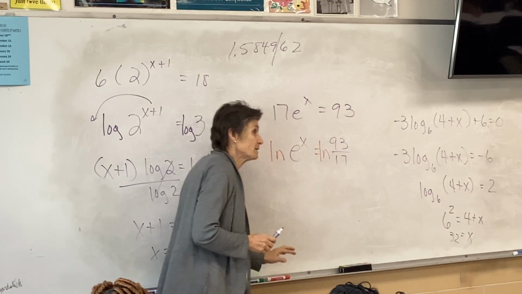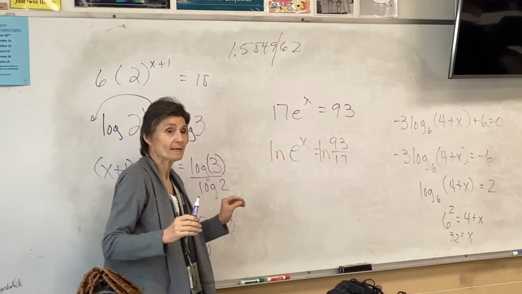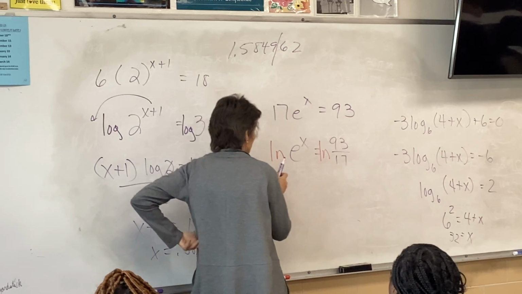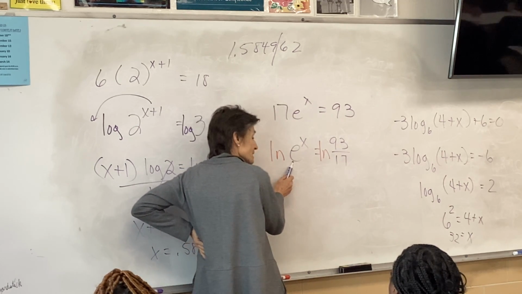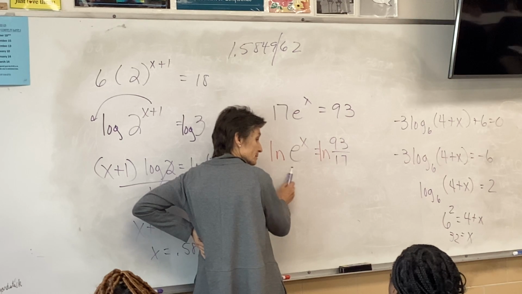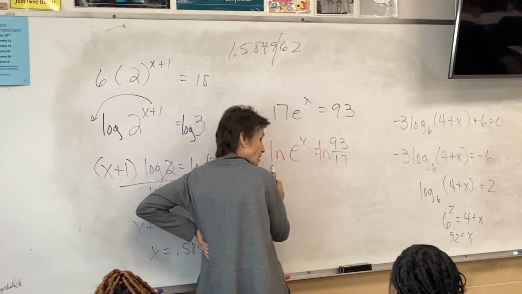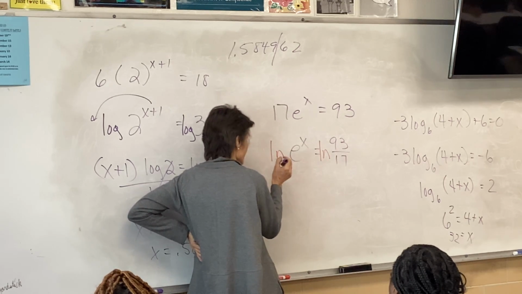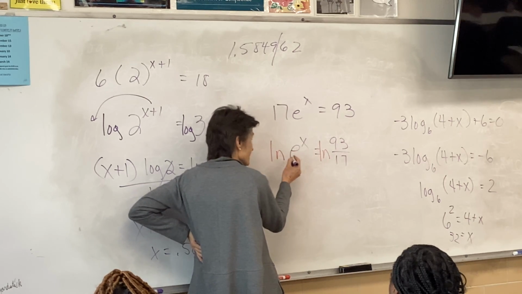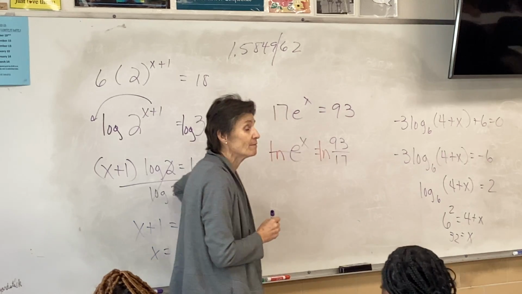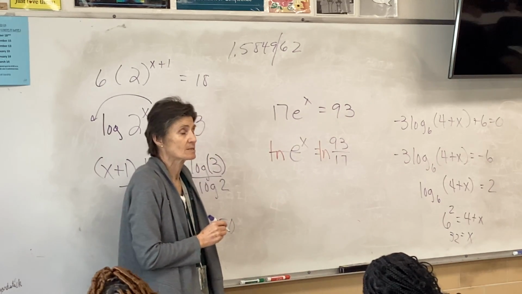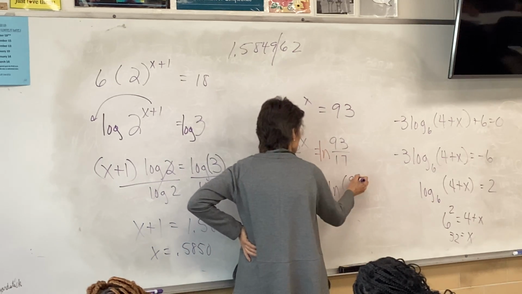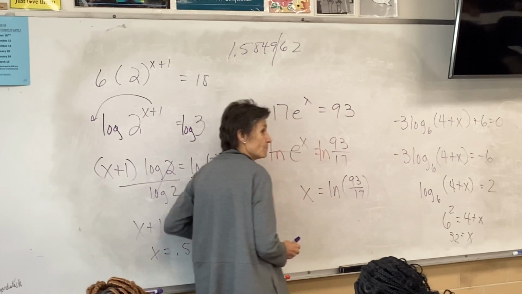You can live a perfectly happy, normal life without ever doing anything but LOG. So if that's what you want to do, go do it. But here's the beauty of this. When an ln and an e touch each other, and I mean touch each other, there's no number in between, there's no square root in between, it is literally ln and e, they will always cancel. They are inverses of each other, they will cancel. So x equals ln 93 over 17.